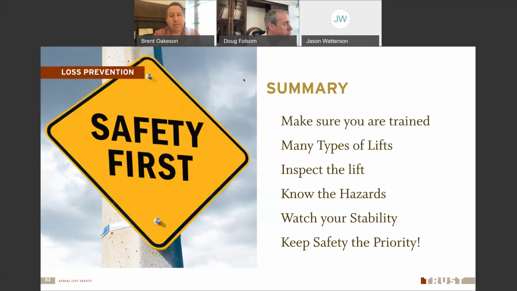And with anything, like working around anything, you've got to keep safety the priority. Safety really is the priority to keep yourself safe, to avoid accidents and protect you and your workers. And that's why we talk about these things. It's to raise awareness and help keep safety the priority in all that we do.